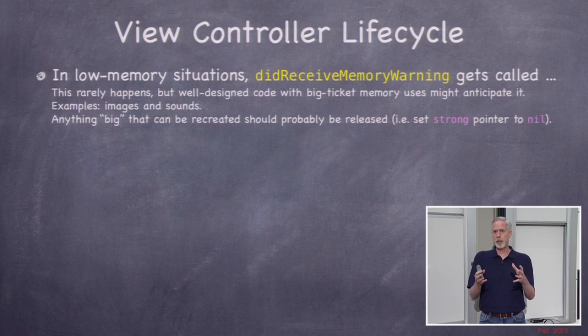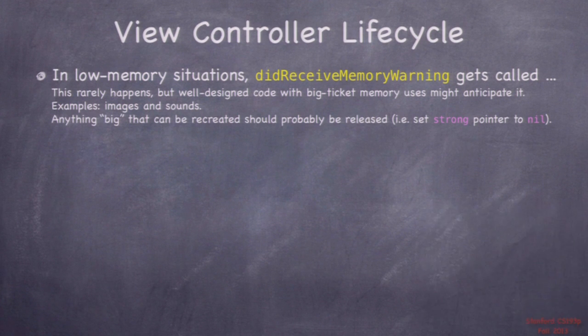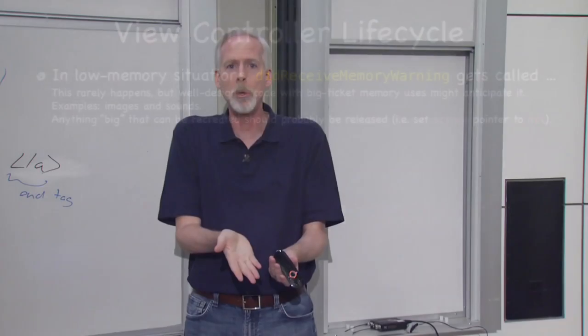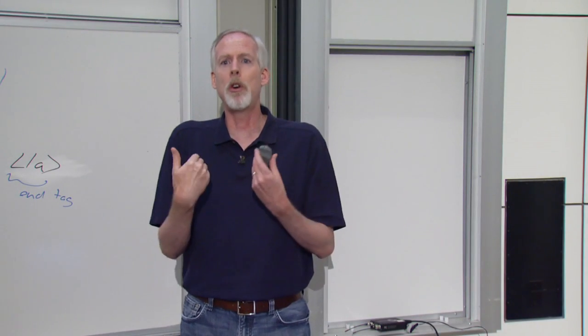Images are a lot of memory, okay? Or if it plays a sound, that's a lot of memory. But if your view controller is on screen, you can't throw that image out. It needs to be on screen. So there's really not much you can do when you get didReceiveMemoryWarning if you're on screen.